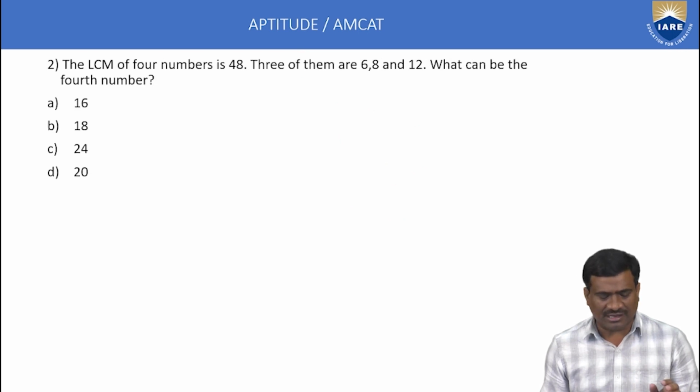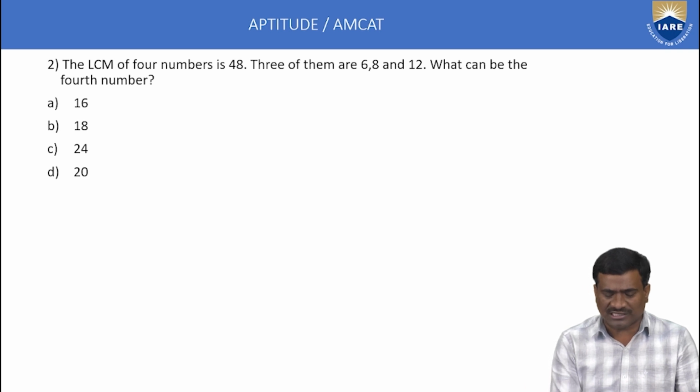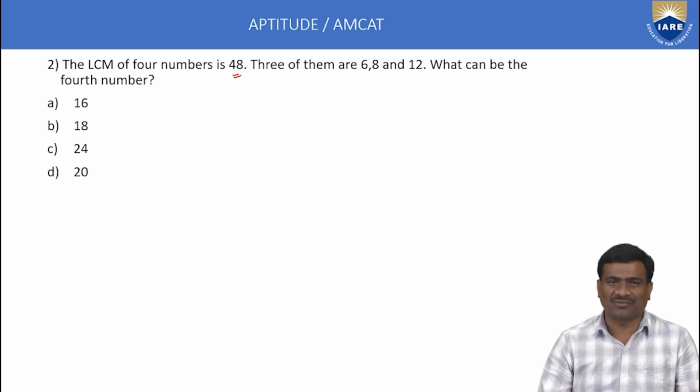Right, next second example, which belongs to the LCM and HCF concept. The LCM of 4 numbers is 48. 3 of them are 6, 8, 12. What can be the fourth number? A 16, B 18, C 24, D 20.